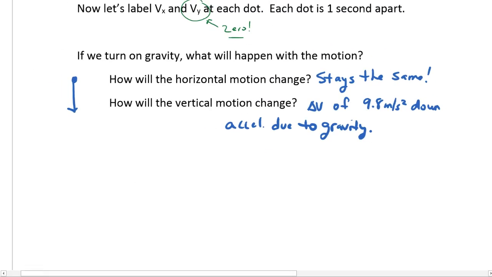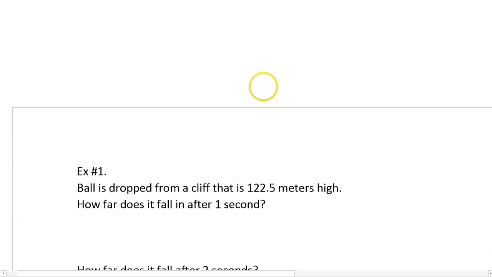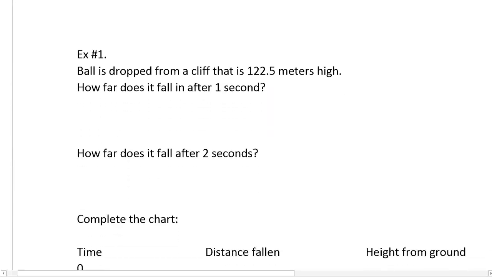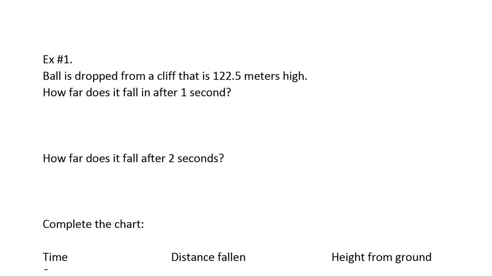Okay, so moving on to the next page here. Example number 1. A ball is dropped from a cliff that is 122.5 meters high. We like that 122.5. So how far does it fall after 1 second? So let's just say, okay, here's that guy. He's at the top, and this is 122.5.